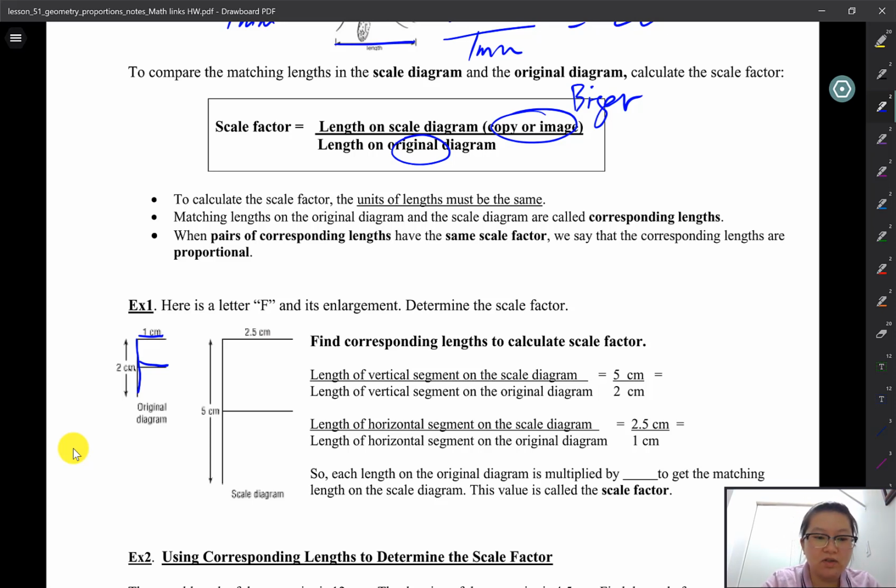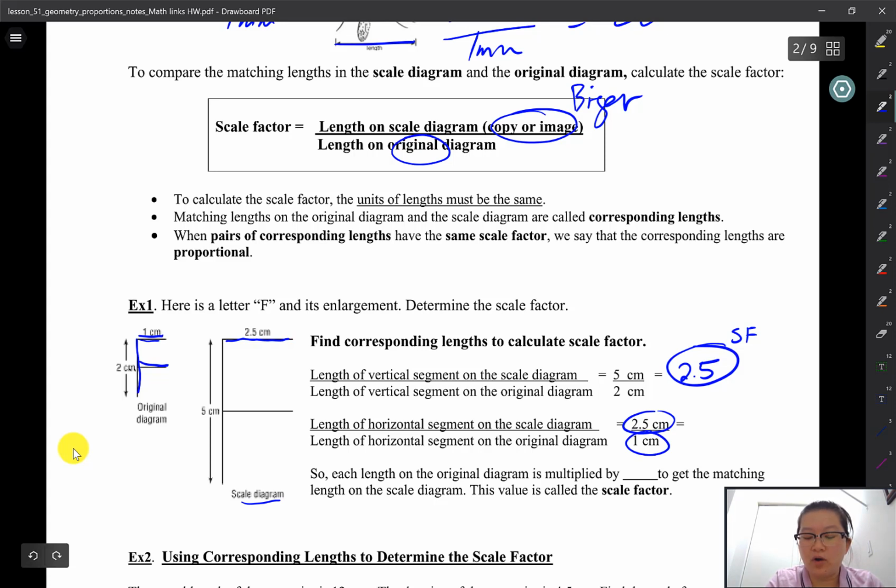Let's take a look at the vertical line. My original diagram is 2 centimeters. My scale diagram, or the copy that I made, is 5 centimeters. So we take the copy divided by the original, which is 5 divided by 2, that gives us 2.5. 2.5 is our scale factor, which I'm going to abbreviate with SF over here. Then we will check the horizontal lengths of the F. The horizontal length in the original diagram is 1 centimeter. In the copy, it is 2.5. So this is the copy divided by my original. 2.5 divided by 1 gives us 2.5 for our scale factor.